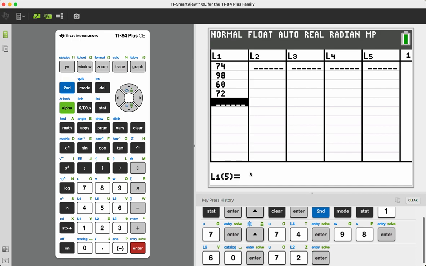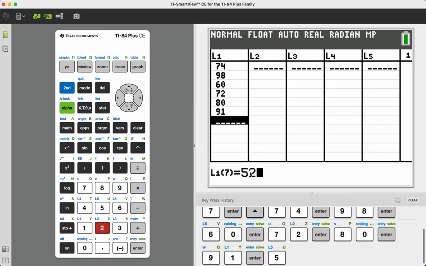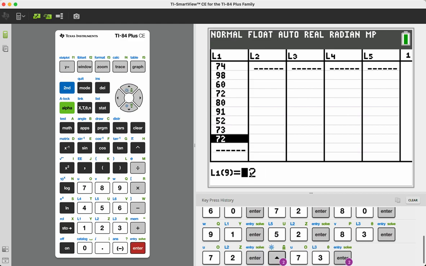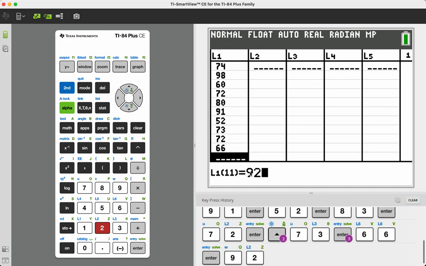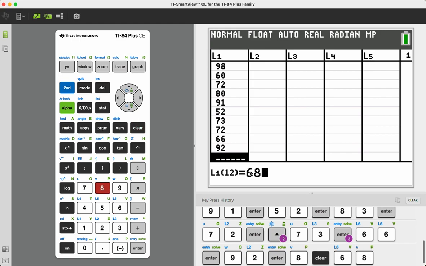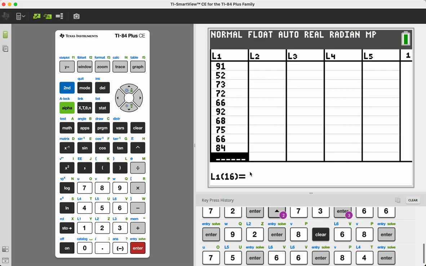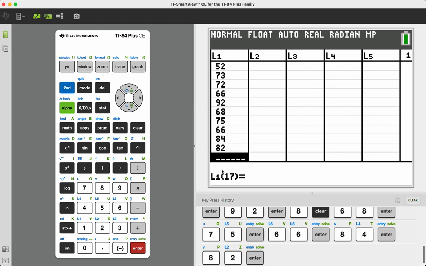I wanted to show you that it's pretty easy. I'm just typing it real quickly. 91, 52, 73, 72. Oh, I typed 83. I got to fix that. 73. There we go. 72. Now after 72 is 66, 92, 68, 75, 66, 84, 82. Now, I always count to make sure I've got 16 pieces of data in.